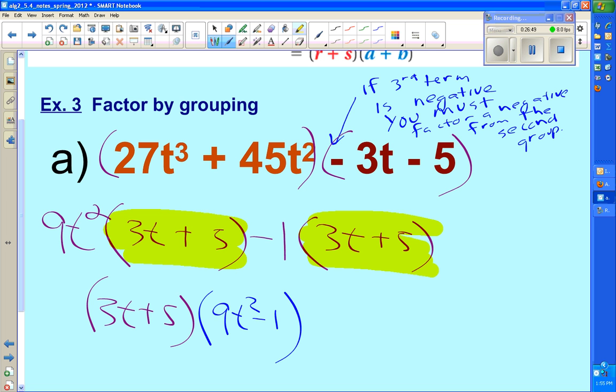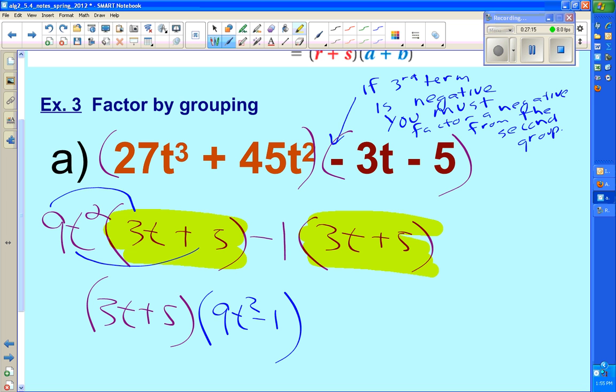3t plus 5 squared? Nope. You're taking out a common factor, just like when you took 9t squared out of this first parenthesis, you didn't put 81t to the fourth, because when you multiply this back in, you get this, right? If I multiply this purple parenthesis times 9t squared, I get this. And when I multiply it by minus 1, I get that.